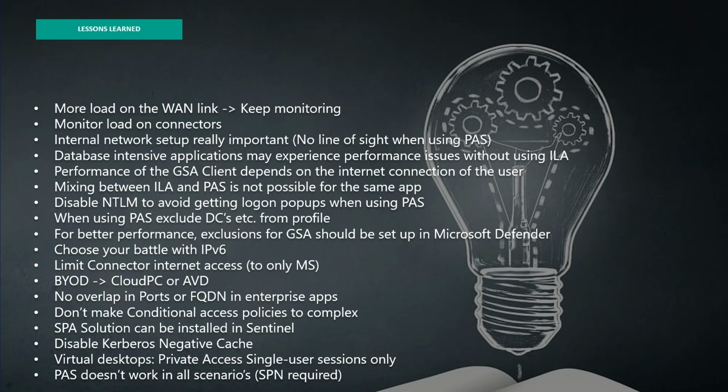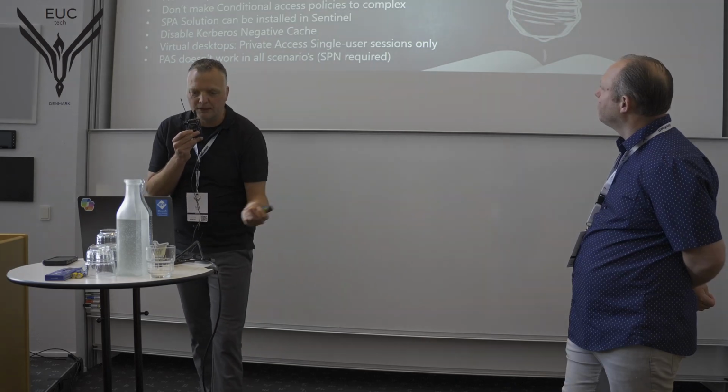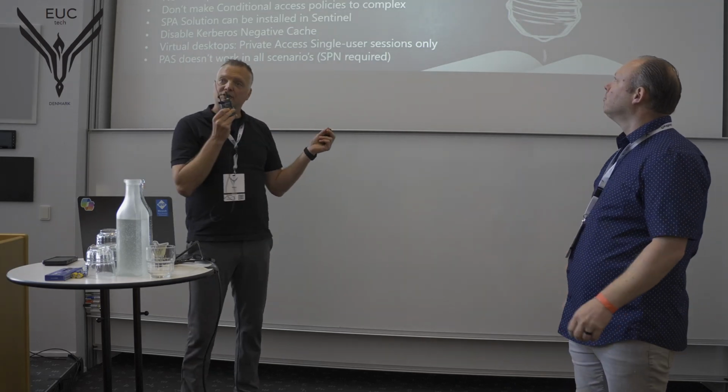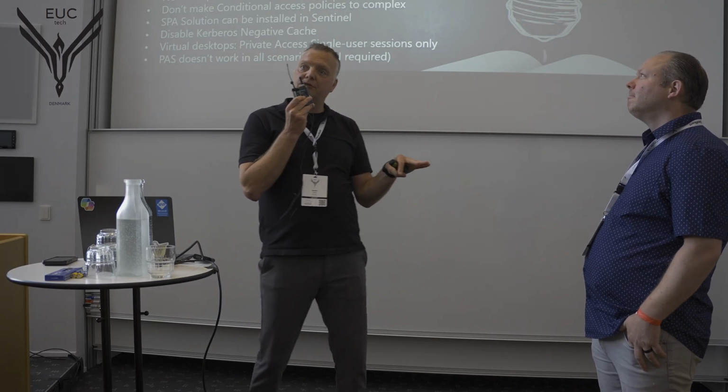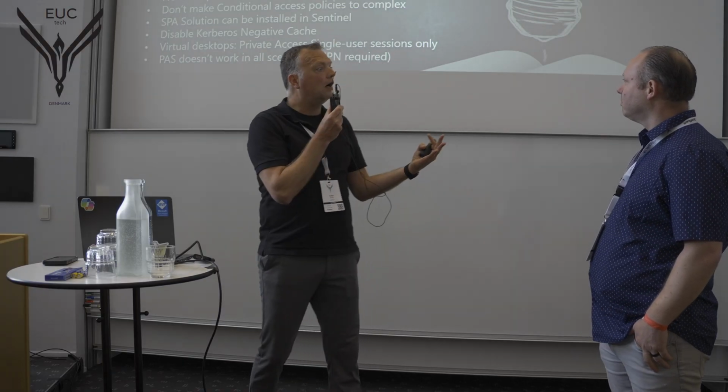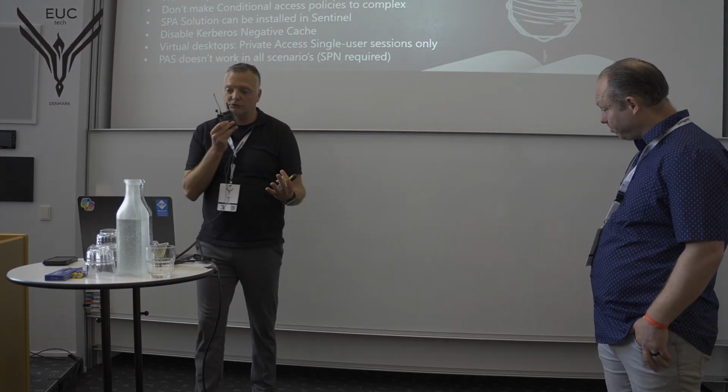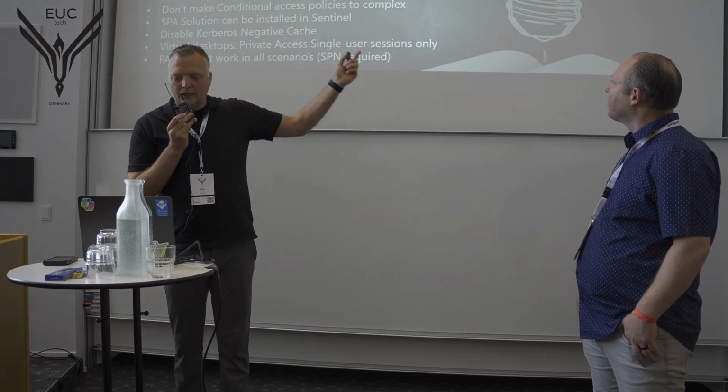Some executables should be excluded from scanning. That helps with the speed. Choose your build with IPv6. If you run IPv6 on your internal network, you also need to configure Global Secure Access and Secure Private Access to work with that, or disable it.